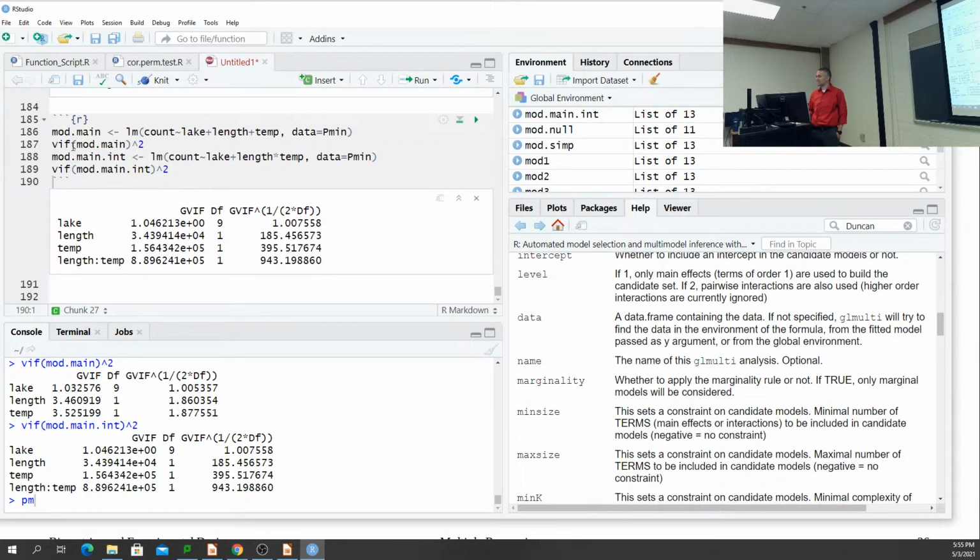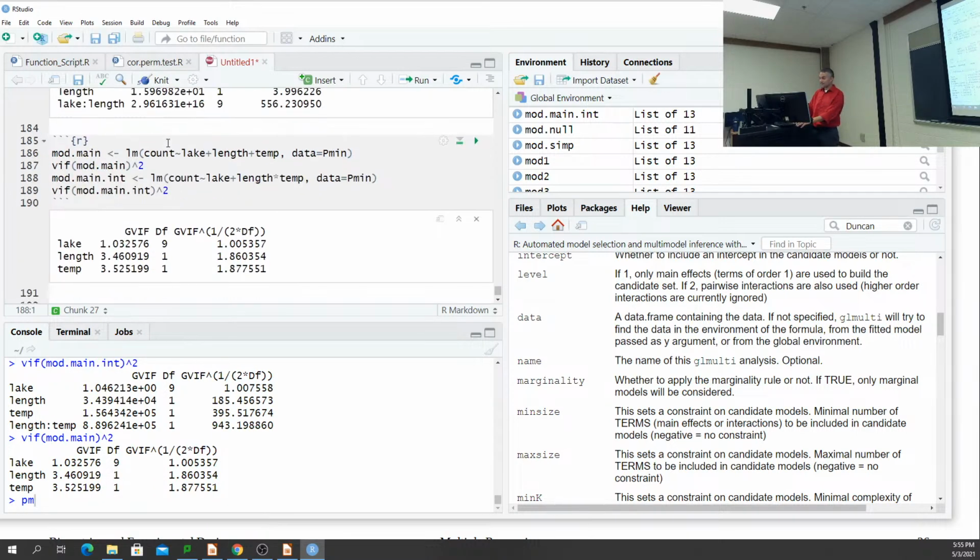Simple. I made these up. There's no reason to do this. These are not simplified models. I made these up. The only reason we present these is to demonstrate. If we only have main effects, these three variables, the variance inflation factors are very low. They are uncorrelated.